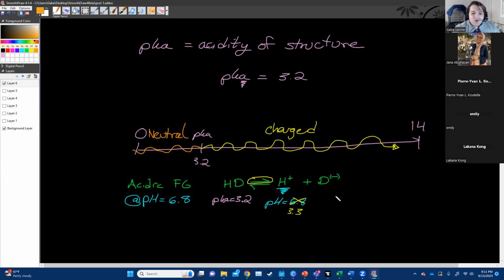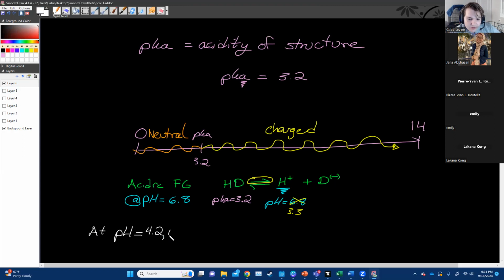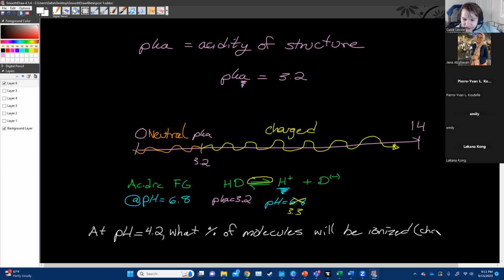So the question becomes, let's say I'm asking the question, at a pH of 4.2, how does he phrase it? What percentage of molecules will be ionized? Which once again is just a fun way of saying charged.